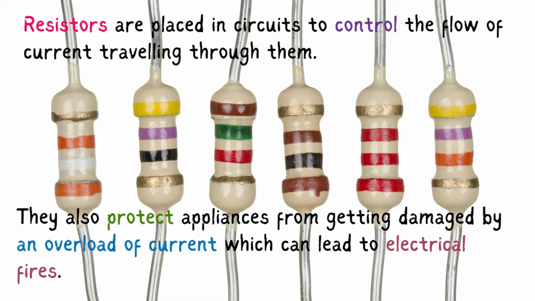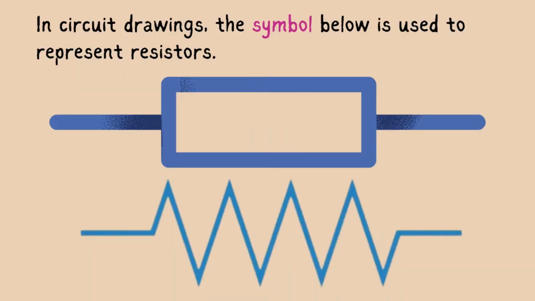Regular resistors are placed in circuits to control the flow of current traveling through them. They also protect appliances from getting damaged by an overload of current, which can lead to electrical fires. In circuit drawings, the symbol below is used to represent regular resistors. So you can either use the top symbol or the bottom symbol.